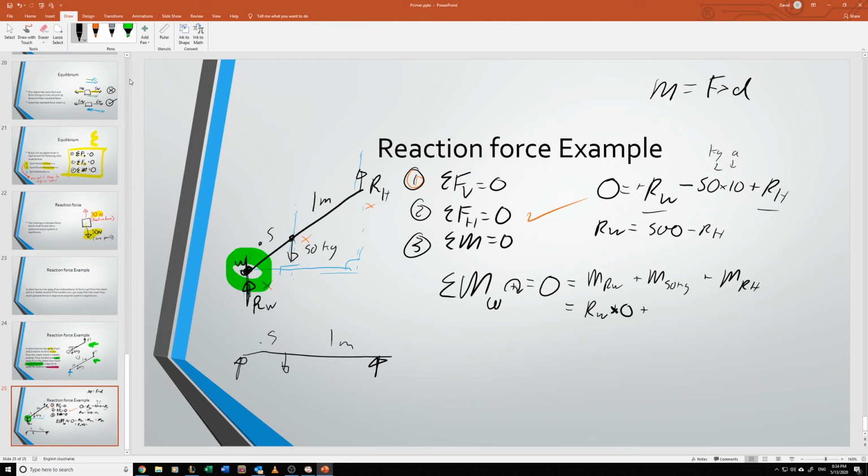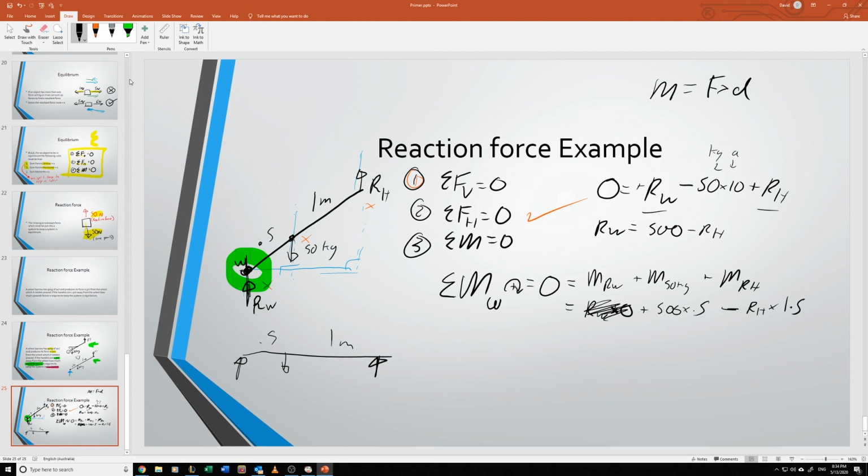Plus, over here we have our value of 500. Its distance is 0.5, and it is going in the clockwise direction, so it's positive. This one over here, we know its force is RH. Its distance is 1.5, and look at the direction, it's going this way over here, so that's counterclockwise, so it's going to be a negative. So what we've actually done here is we've eliminated RW because its perpendicular distance is 0.